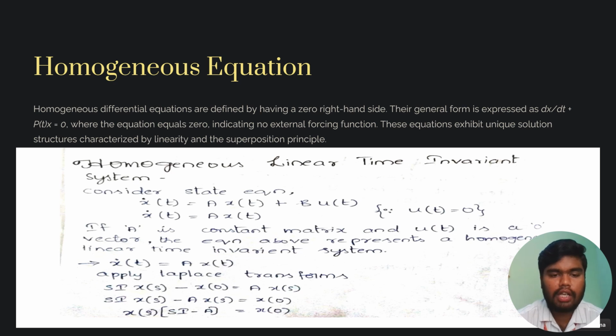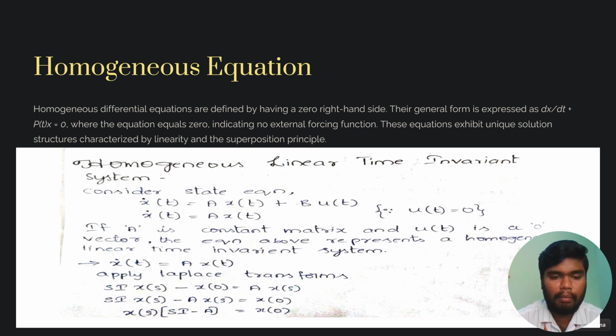Coming to the derivation, x dash of t is equal to A into x of t. Applying the Laplace transform, it becomes sX of s minus x of 0 is equal to A into X of s. So sX of s minus A into X of s is equal to 0. If the A into X of s is sent to the left side, it becomes minus A into X of s, and the minus x of 0 is sent to the right side, then it becomes plus x of 0.